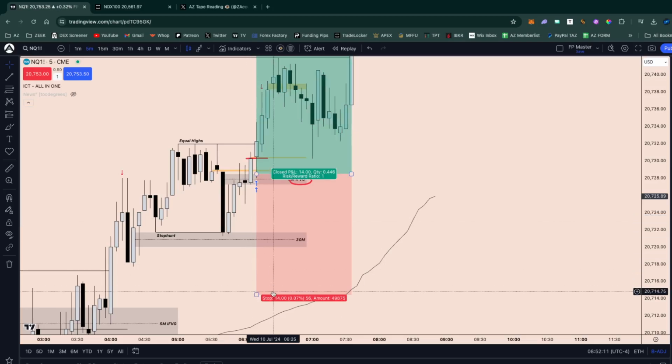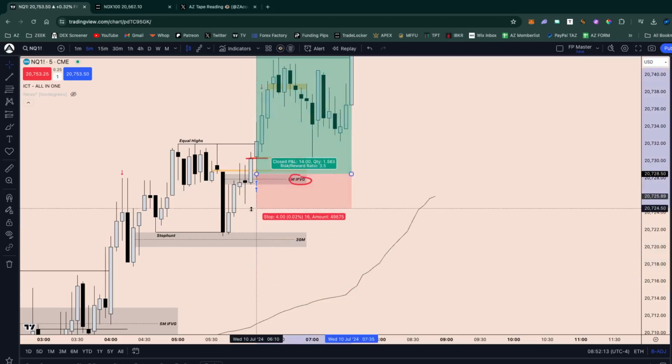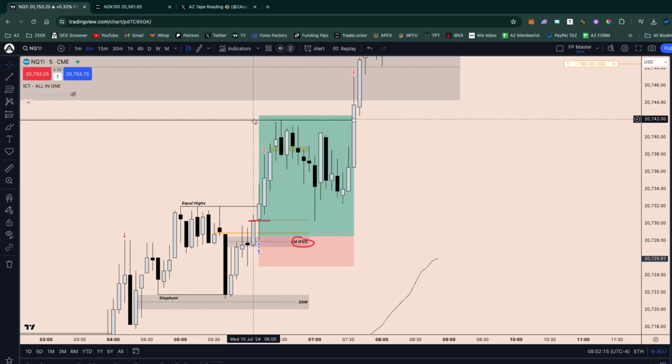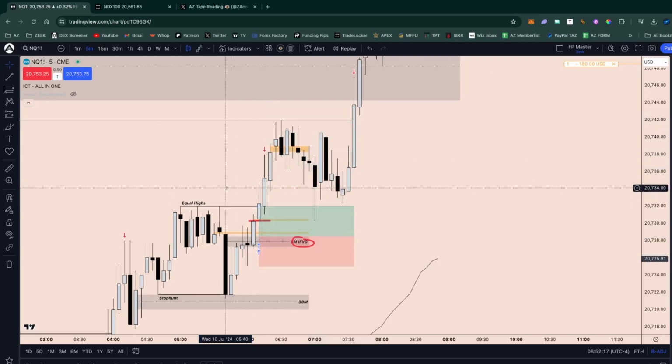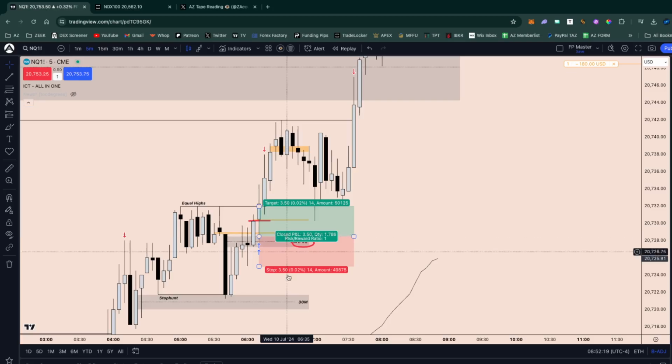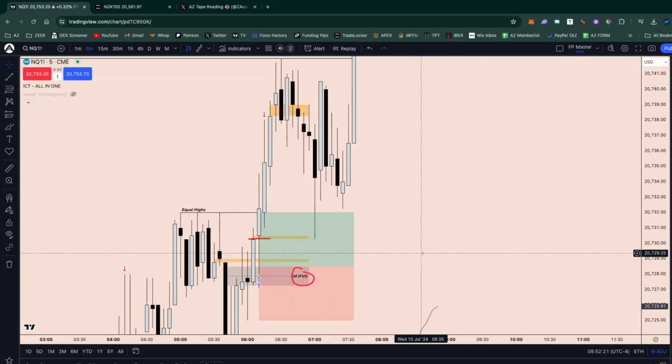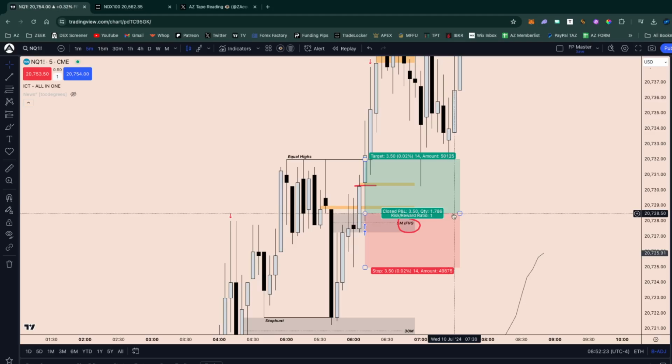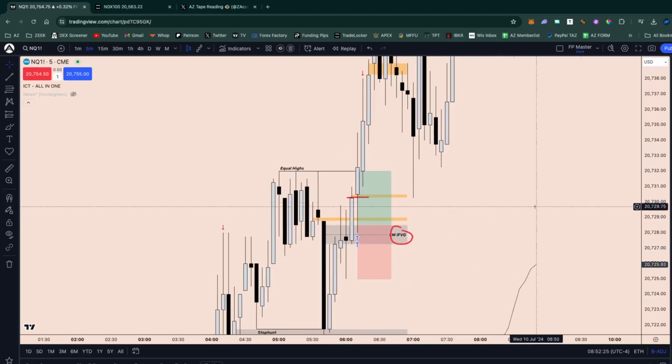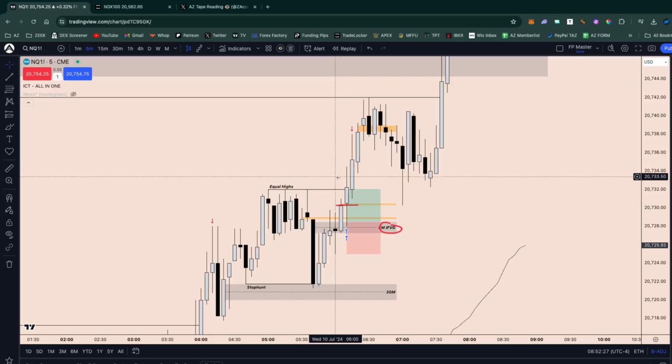right here with my stop loss very tight. I'm very confident that we are at least going to run into this buy side liquidity. 1-to-1 risk to reward, very simple. Not many points, only 3.5 points here on NQ, but still low hanging fruit, high probability.